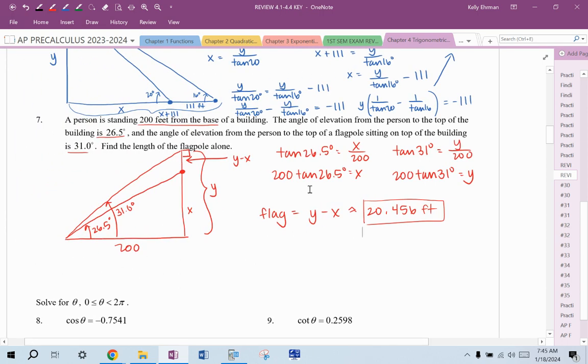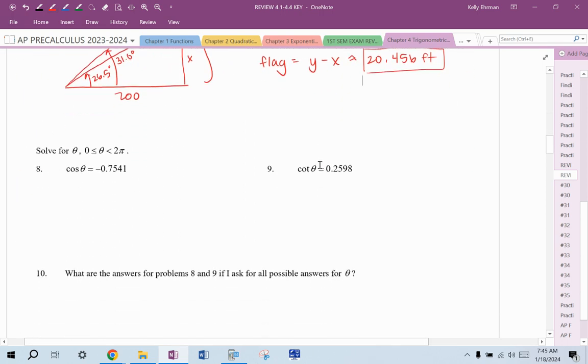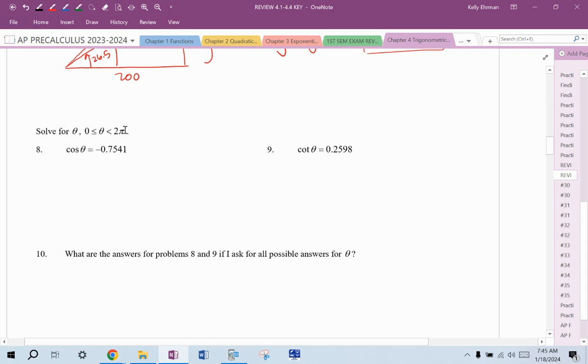All right, and then what we did most recently was solving for theta if you're given the value of a trig function. So remember, we did these algebraically once, and then we focused on doing these graphically. You should be able to do them graphically for the AP test, but you need to know how to set up the window. So this is a domain. The inputs are theta, and theta has to stay between 0, which is the x min, and 2 pi, which is the x max.